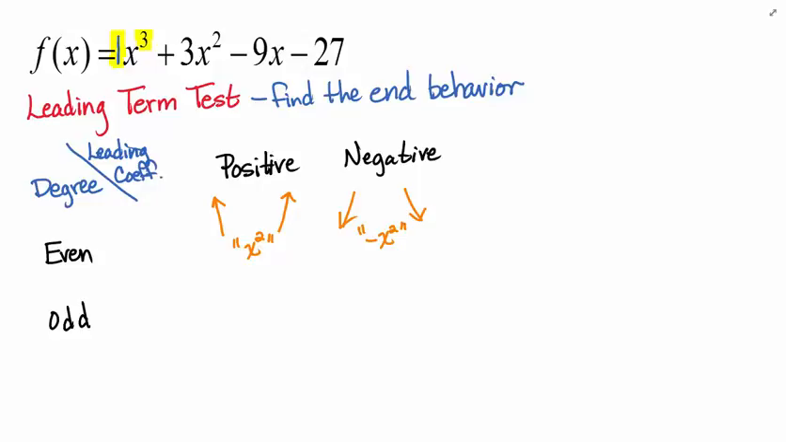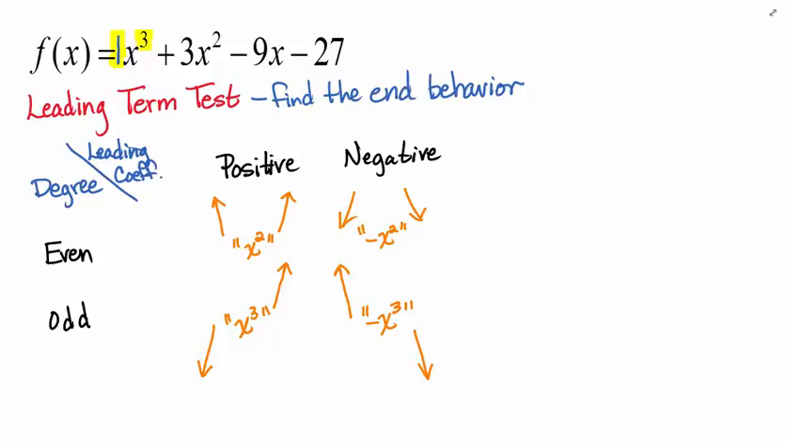Finally, the odd positive. Now this one, the left arm is going, I keep calling these arms, the left end is going down and the right end is going up. Think about x cubed as the most basic and simple example of that kind of function. And then finally, we can do it the other way. If it's odd and negative, like negative x cubed, then the left end is going up to positive infinity, and the right end is going down to negative infinity.